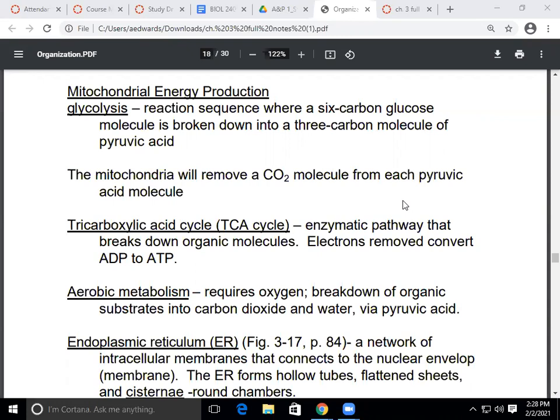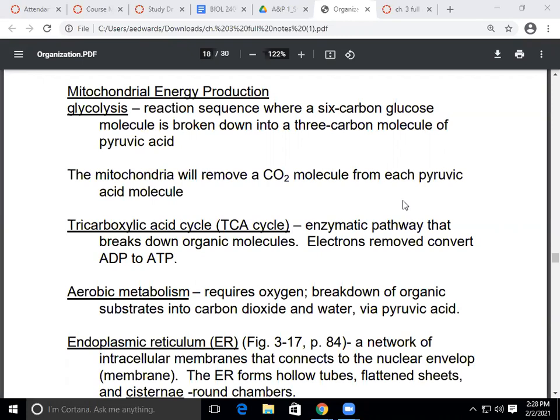And it's a pathway which is catalyzed by enzymes. Remember those proteins that catalyze chemical reactions, and they break down organic molecules. Remember, organic means they have carbon and hydrogen and oxygen, right? So essentially they are going to have electrons that get removed in that process, and they convert ADP to ATP. So you're making ATP, adenosine triphosphate.